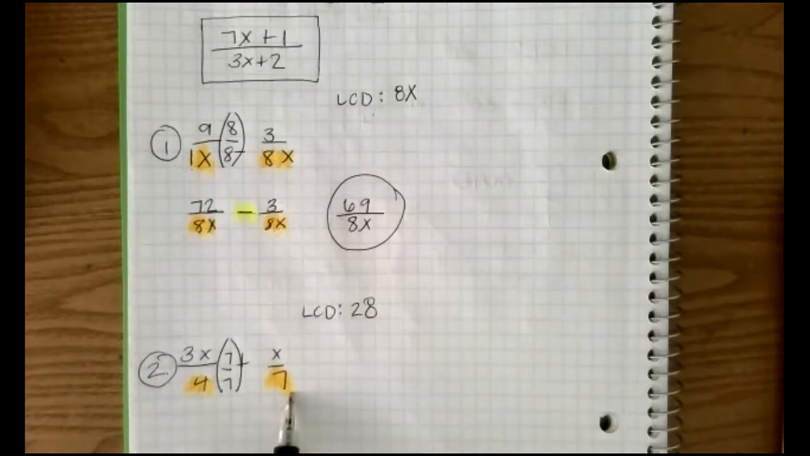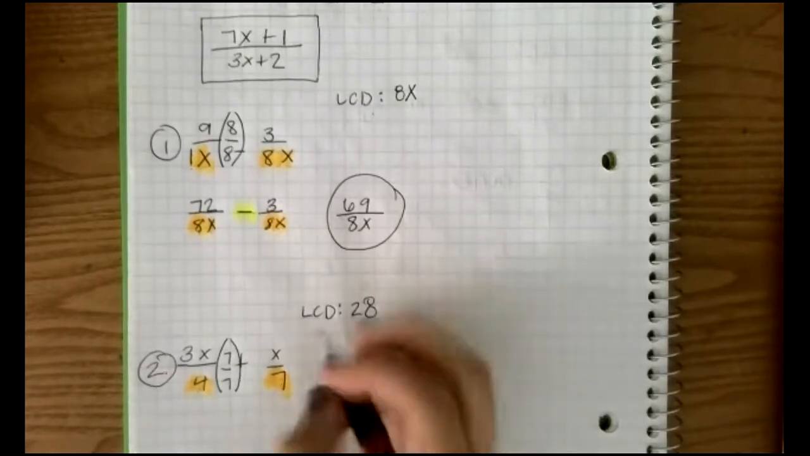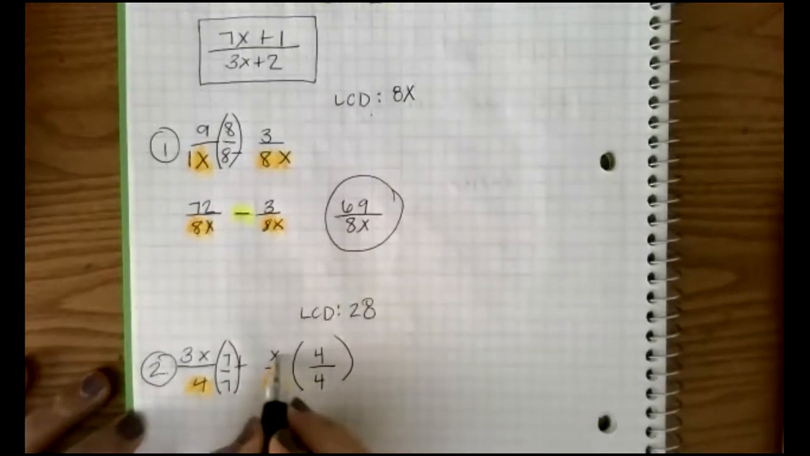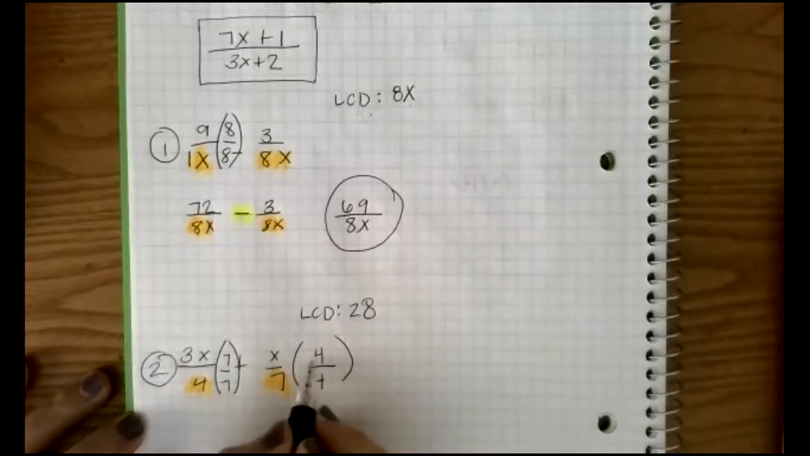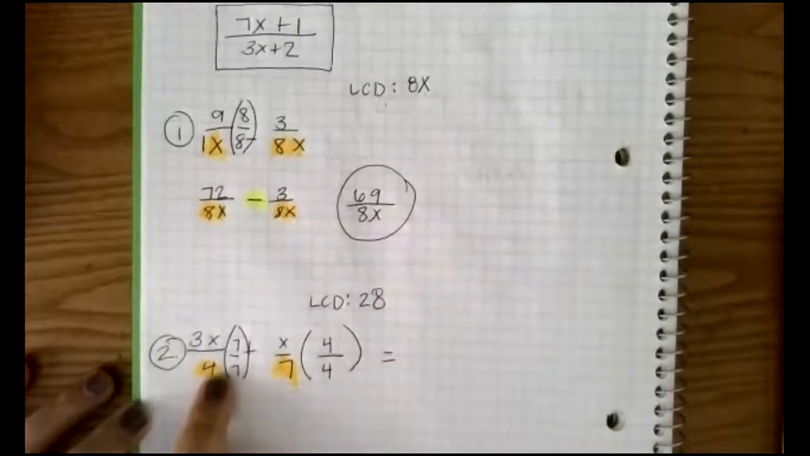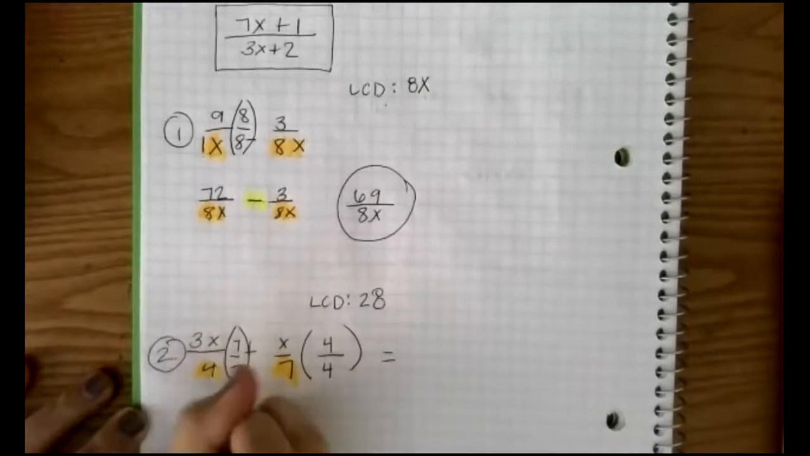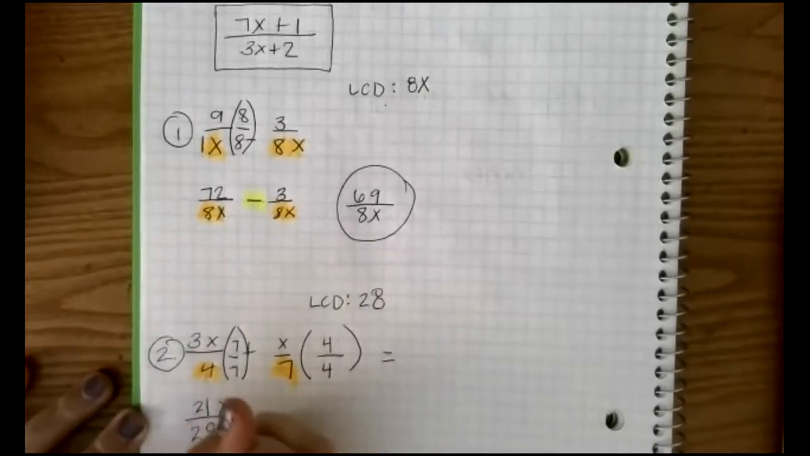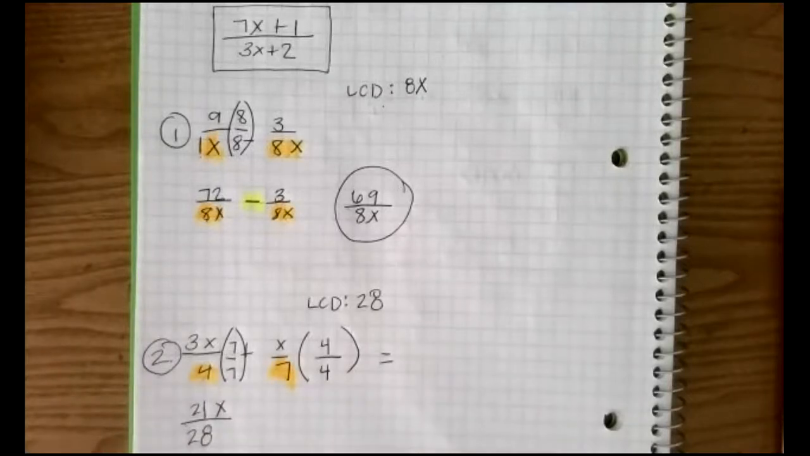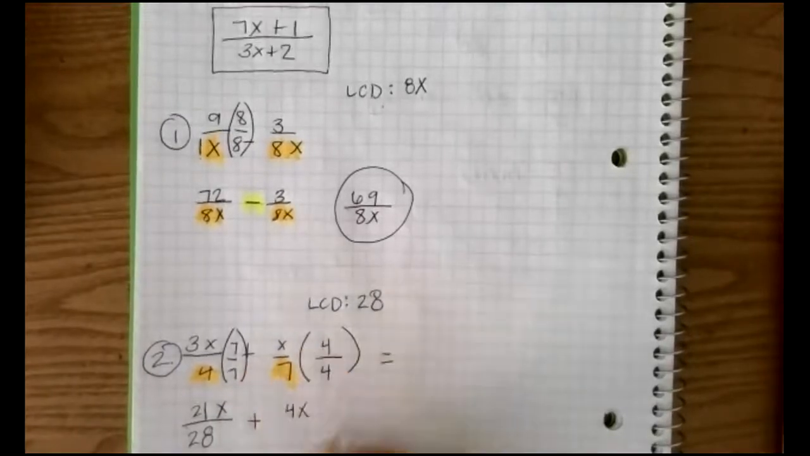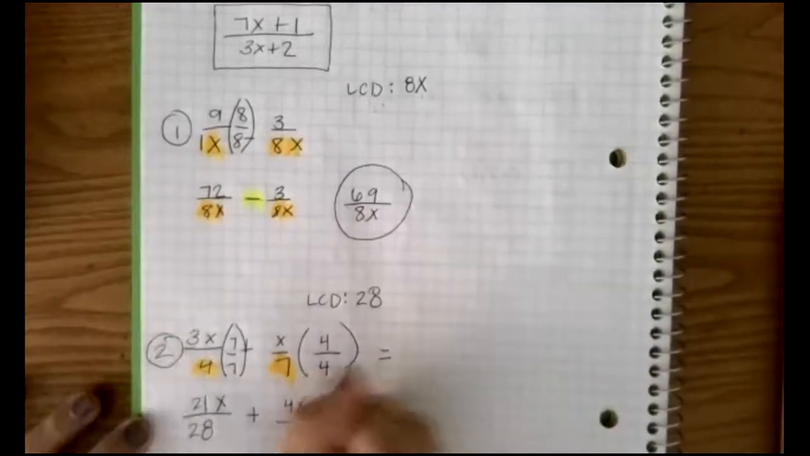Over here, the second fraction, I need to multiply 7 by 4 to make the denominator 28. So that means I also have to multiply the top, right? So let's do that. This fraction would become 21x on the top over 28, which is good. We were trying to get 28 as our denominator. Bring down the plus. x times 4 is 4x, and then again, 7 times 4 is 28.